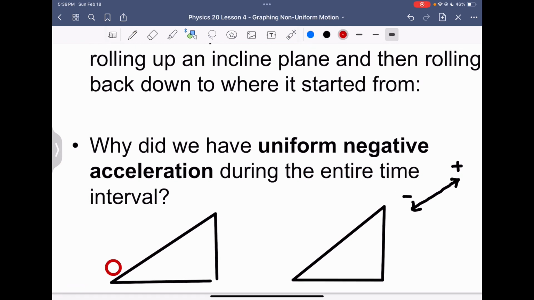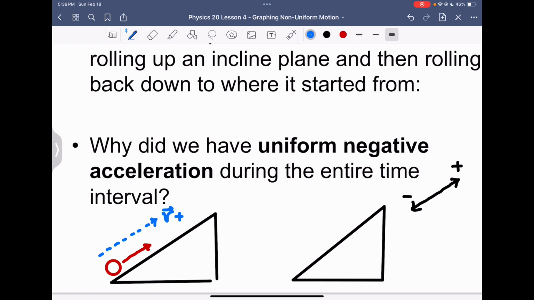So I'm going to draw a ball at the bottom, and I'm going to draw an arrow indicating that this is going up the incline. Well, the velocity, and you can draw this with a dotted line, is heading up in the positive direction. Velocity is positive. Because we're heading up the incline, it must follow the convention that up is positive. But what is happening? It's actually slowing down.